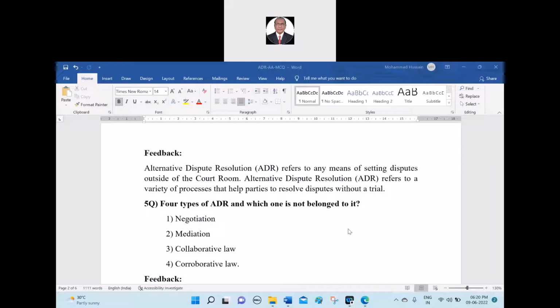One is the odd man out. Number 1, negotiation. Number 2, mediation. Number 3, collaborative law. Number 4, corroborative law.